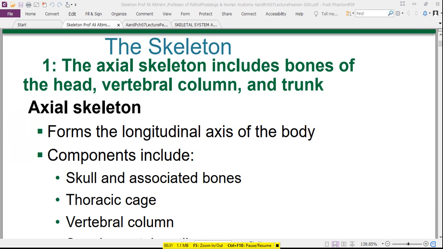The human skeleton is formed of two parts. The first part we call the axial skeleton, and the second is the appendicular skeleton.